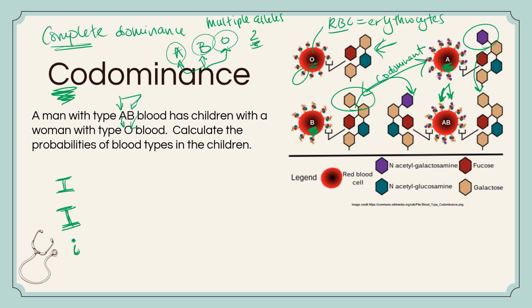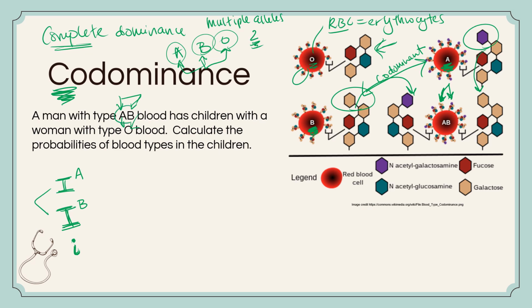We're going to use lowercase i for that recessive allele that codes for type O. Because I have two different kinds of dominant alleles, we're going to throw some superscripts on. So capital I^A is the allele that codes for type A blood. Capital I^B is the allele that codes for type B blood. Lowercase i is going to code for our recessive allele that codes for O.